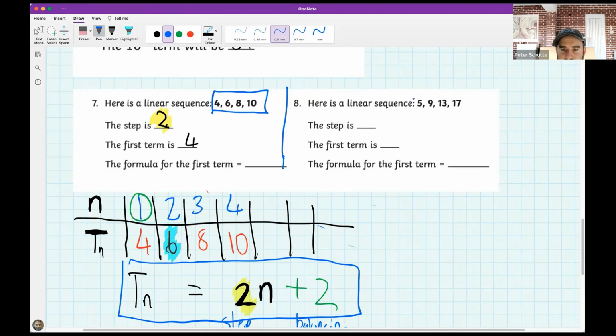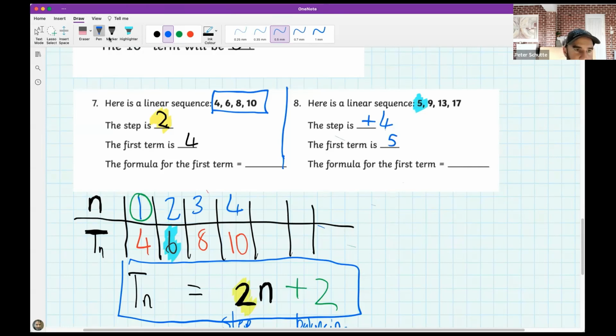If you think back to the beginning of the lesson, what did it mean? Okay, so the step size is plus 4. If we looked at the first term, we use the first term to balance everything. The first term is going to be 5.